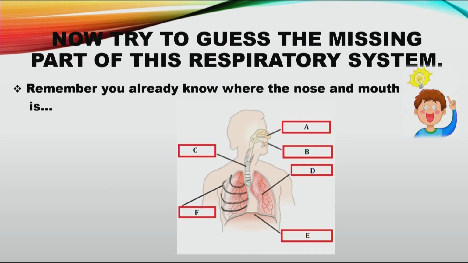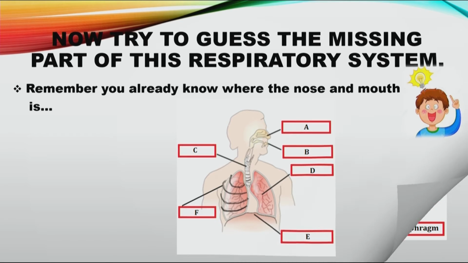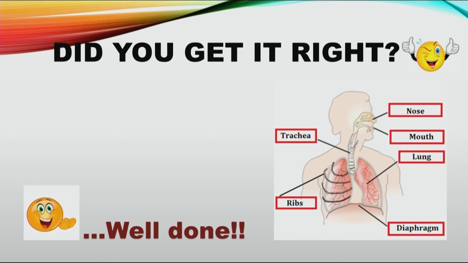I'm very sure some of you will get all correct. So let's see how far you were correct. Did you get it right? If you did, well done, okay? So the first part was the nose, followed by the mouth, then the trachea, then the lungs. On the lungs we have the ribs and the diaphragm. Excellent job.